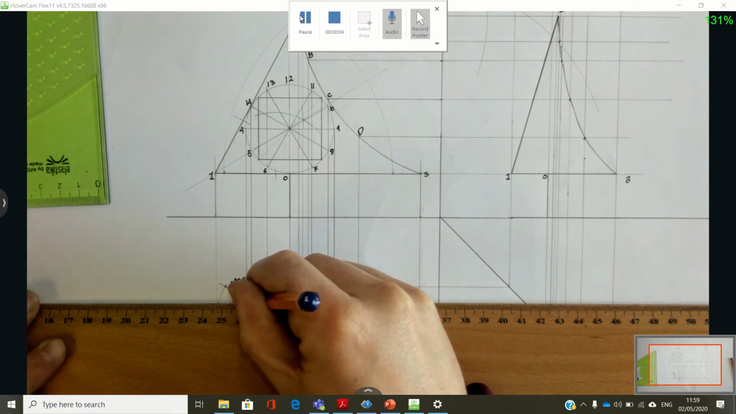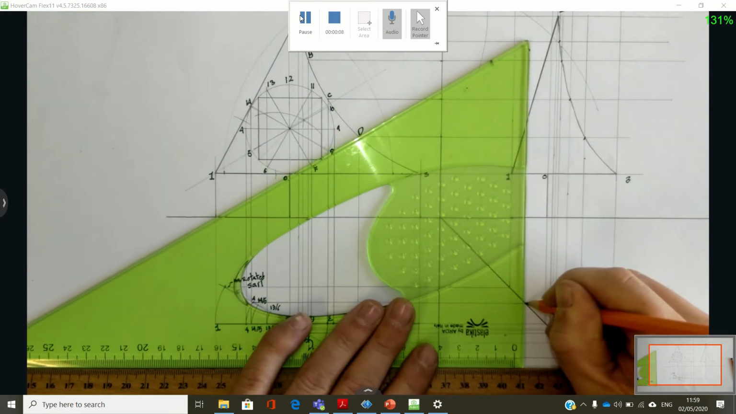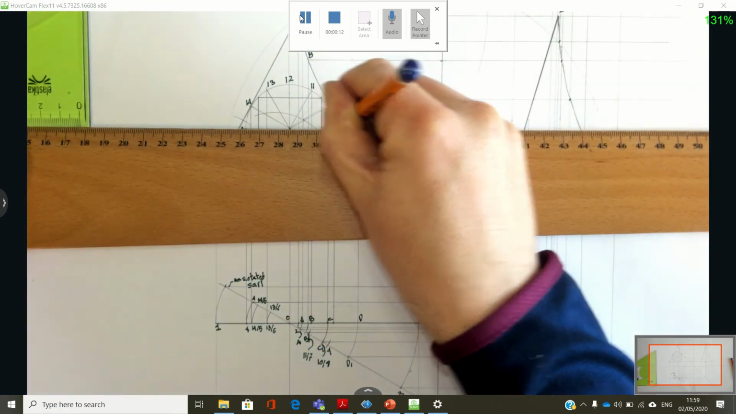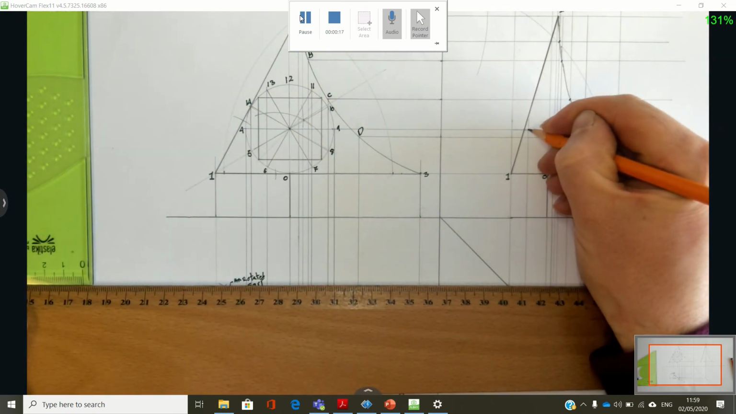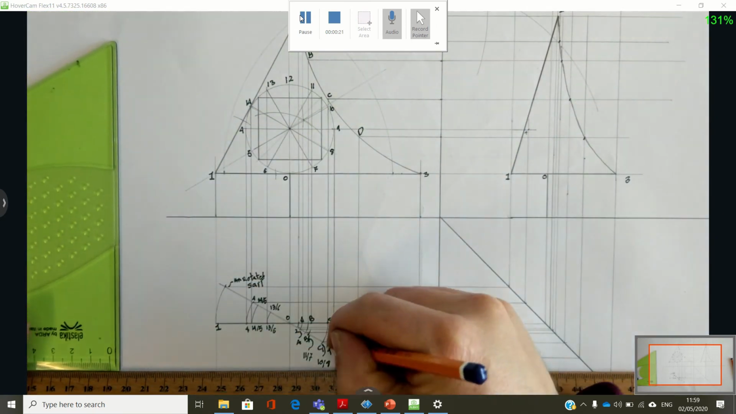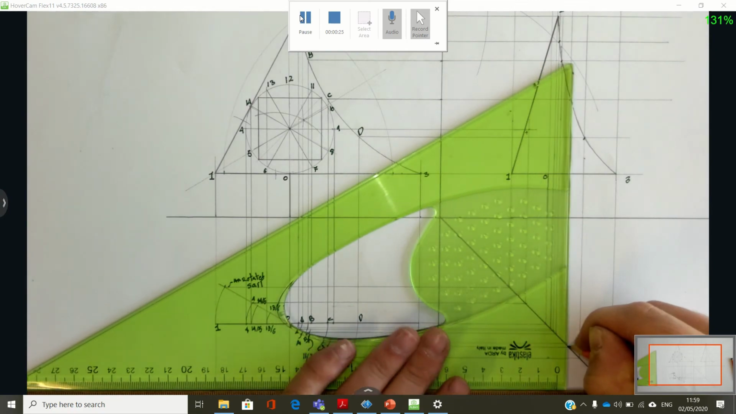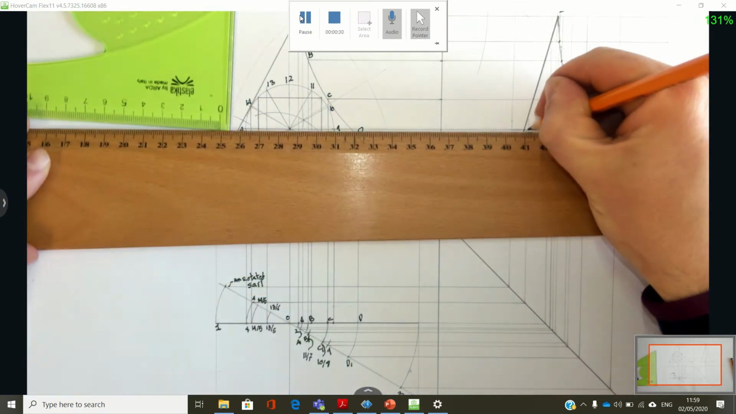Then to make life simple, I'm going to bring each point over one at a time. So over, up, across. So that's point, looks like 4. And then 9, I'm going to bring it over, up, and across.